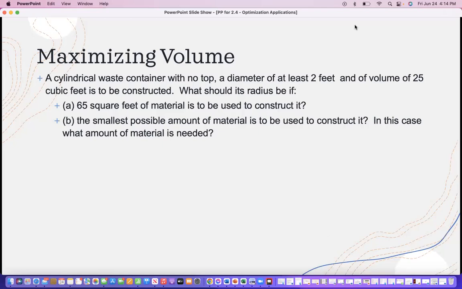On this last one, we're going to look at maximizing the volume of a cylindrical waste container that doesn't have a top. Picture kind of a garbage can, a circular garbage can. The diameter has to be at least 2 feet, and the volume of 25 cubic feet is to be constructed. What should its radius be if A, 65 square feet of material is to be used to construct it, and then B, the smallest possible amount of material is to be used to construct it. In this case, what amount of material would be needed?